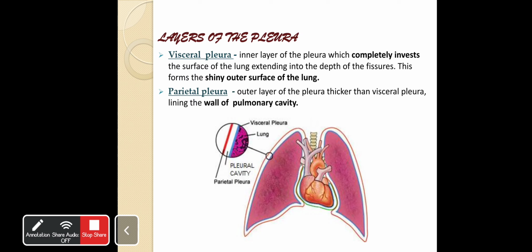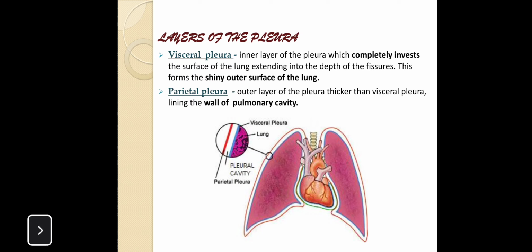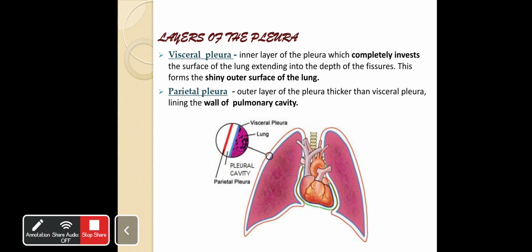As we already saw, the two layers are the outer parietal layer and the inner visceral layer. This visceral layer will be completely enclosing the surface of the lung, and this will invest deep into the depth of the fissures of the lungs too. So it will lie that close to the lung. Except at the hilum and pulmonary ligament, it will enclose the lung. This forms the shiny outer surface of the lung.